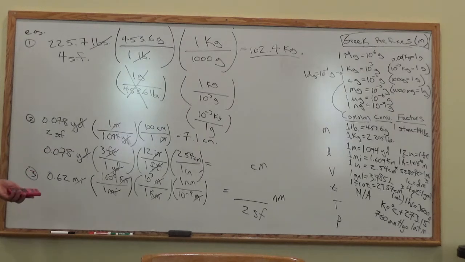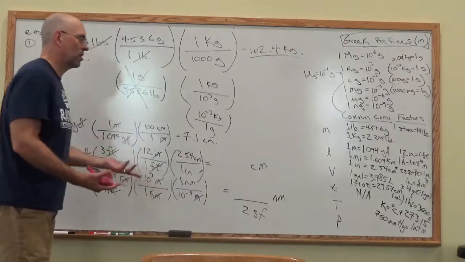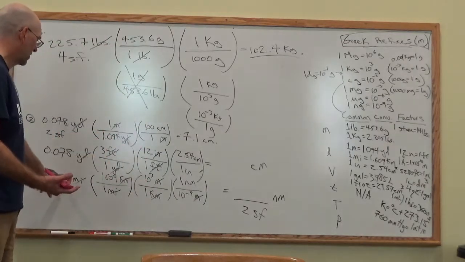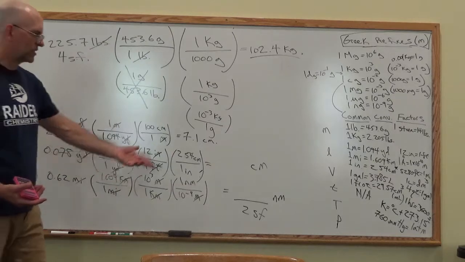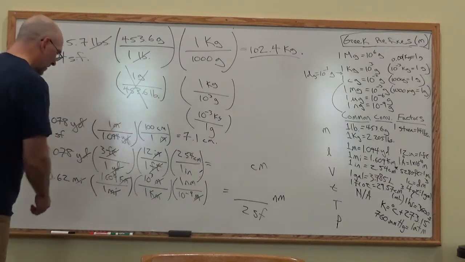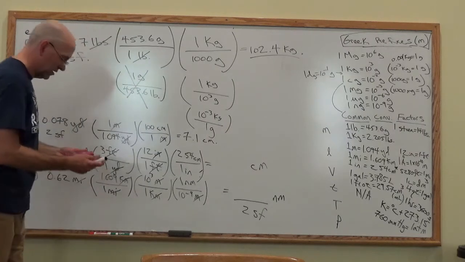Does that make sense? Well, yeah, because a nanometer is super small, and 0.62 miles is a little more than half a mile. So you're going to have a whole bunch of those. 2 sig figs, and scientific notation is definitely useful here.